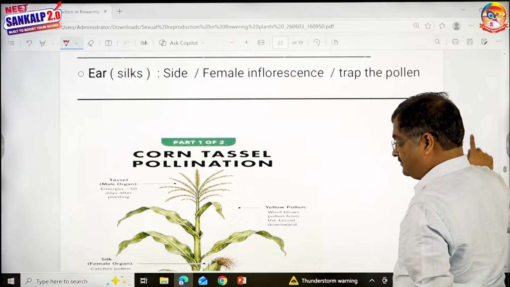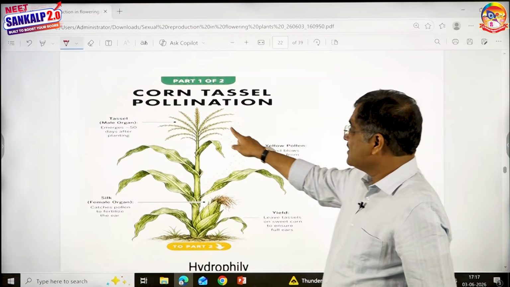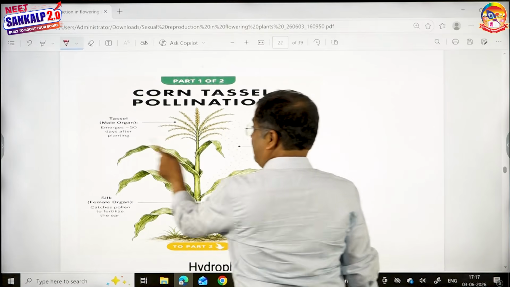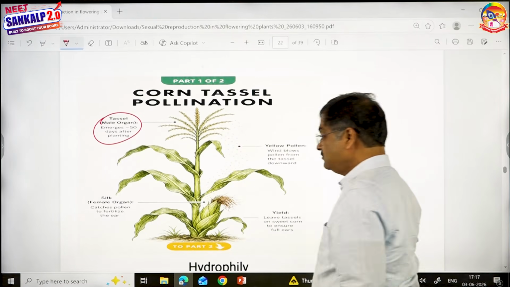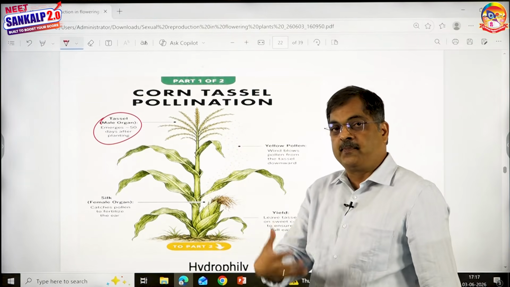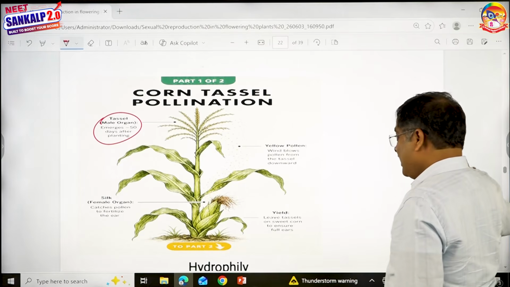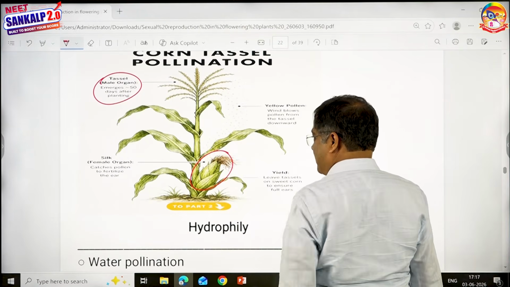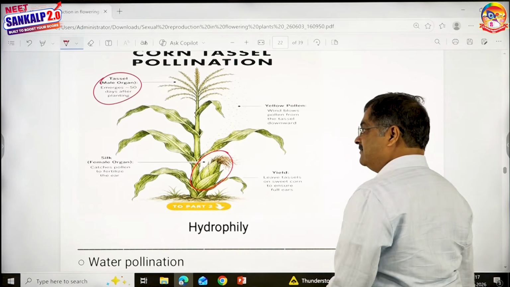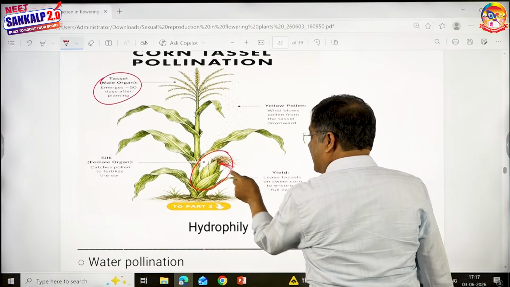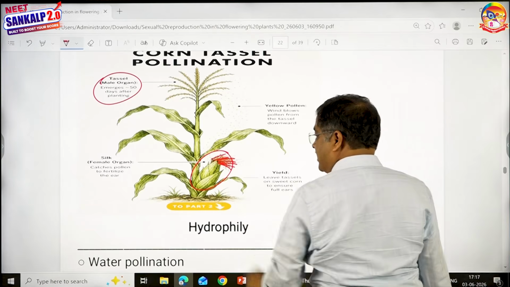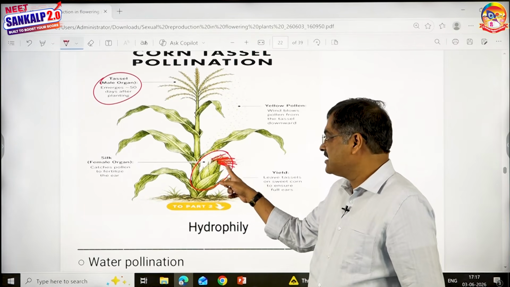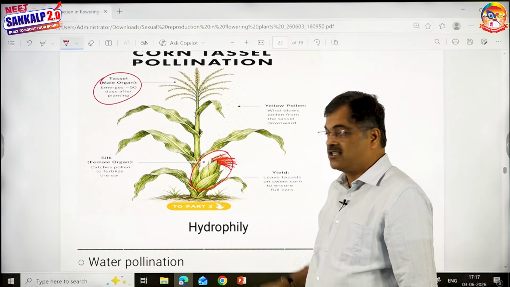Tassel and ear, look here. This in a maize is said to be the tassel. Tassel is a male organ, remember this. The job of the tassel is to produce pollen grain. And this is the ear. You know it's a monoecious plant, male and female flowers on the same plant. These are the silky structures, the styles and stigmas of the ear. The ear represents the female inflorescence, okay? And these silky styles and stigmas catch the pollen.